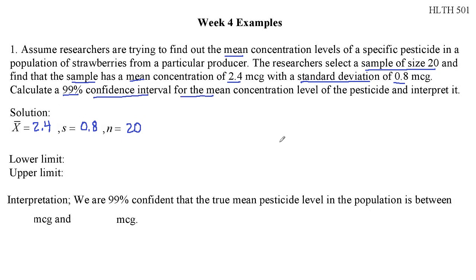So notice that this is just one sample that's given, one sample size, one mean, and one standard deviation, and we're finding a confidence interval for the mean. So let's go to Excel.